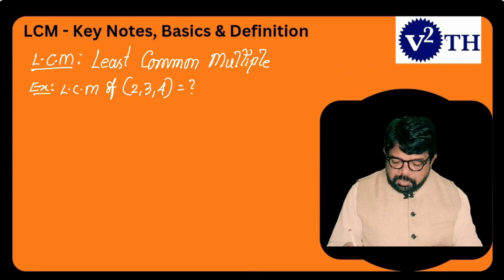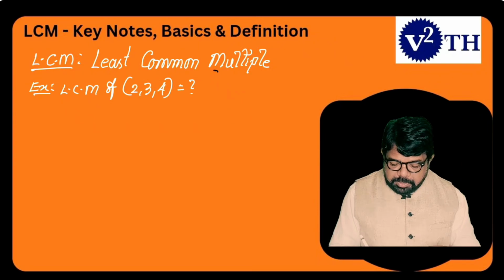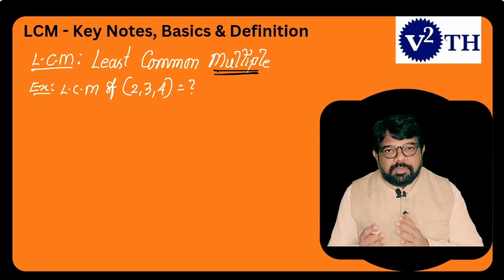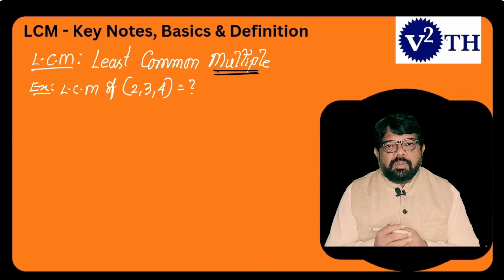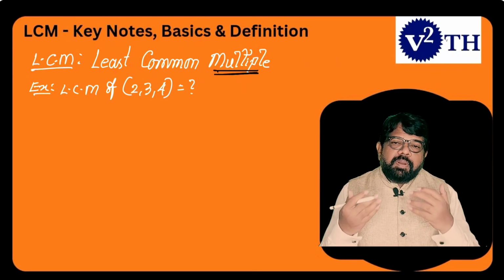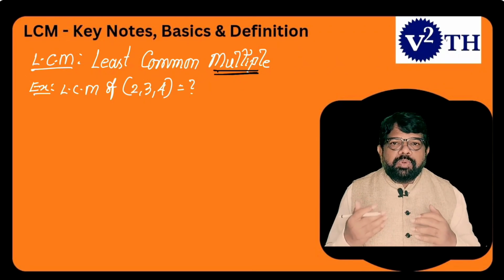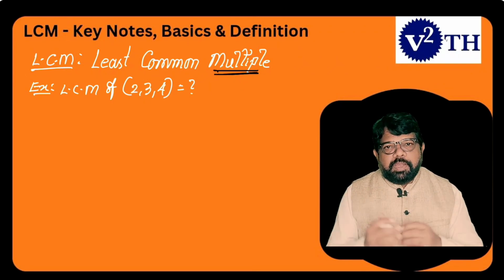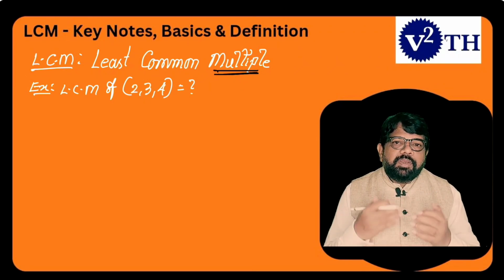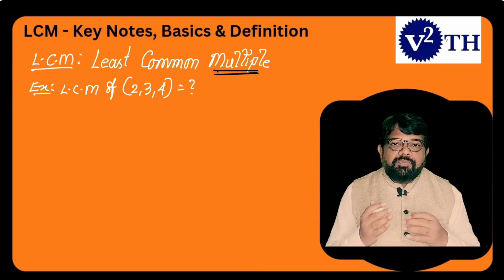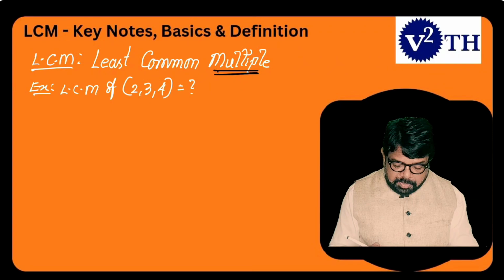For the given values, you have to take multiples. What are the multiples of 2? What are the multiples of 3? What are the multiples of 4? For any number there are infinite multiples. The multiples of 2 are 2 into 1, 2 into 2, 2 into 3, 2 into 4 and so on up to infinity. The multiples of 3 are 3 into 1, 3 into 2, 3 into 3 and so on up to infinity.